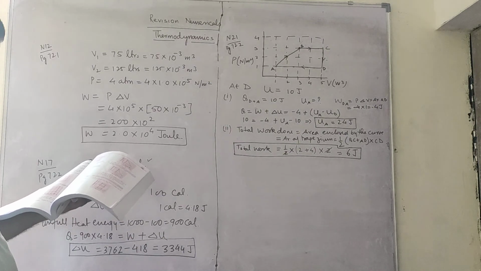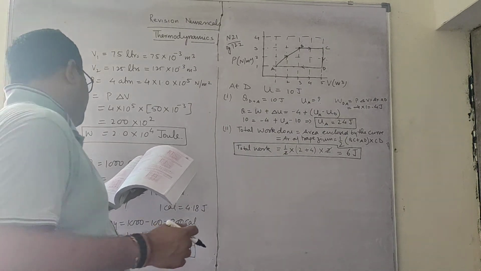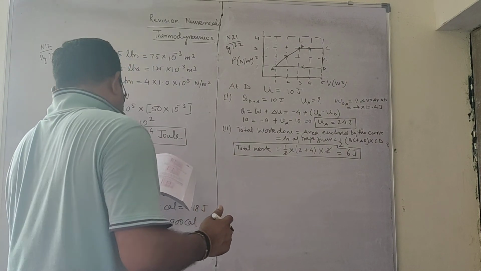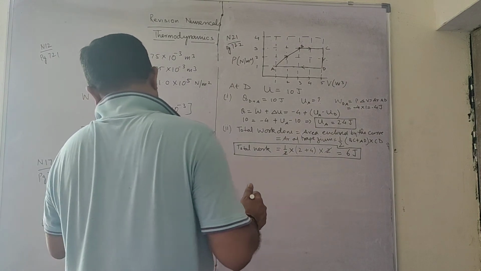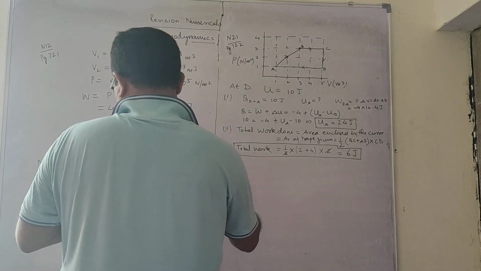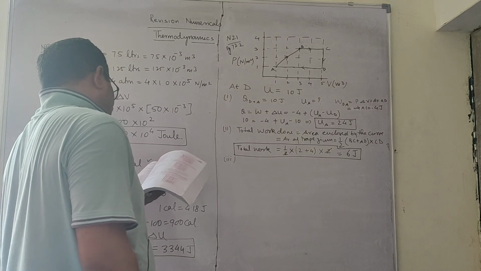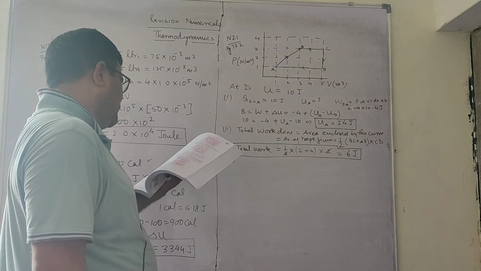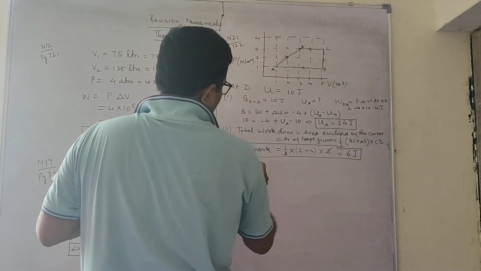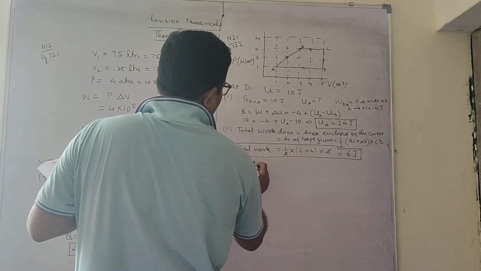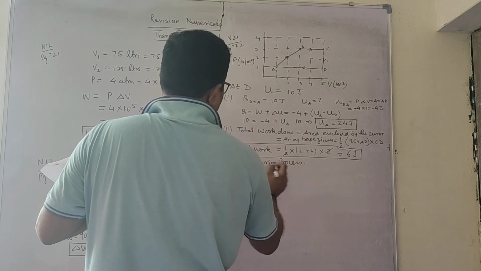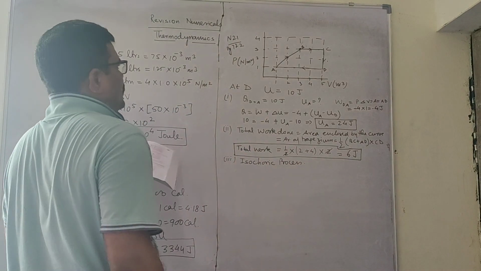This is for the second part. Now the third part, what is the nature of process in going from state C to D? Now this is very easy. You have to tell the process which is going on from C to D, because from C to D you can see the volume is constant. So the process is isochoric process. This is numerical number 21.